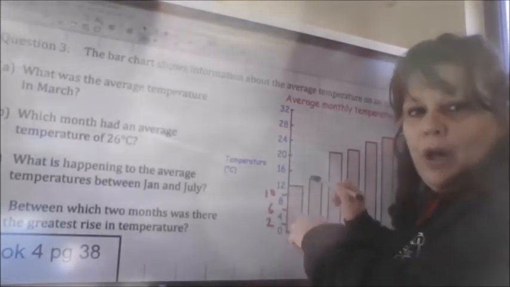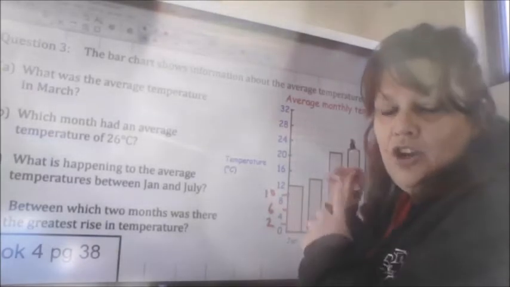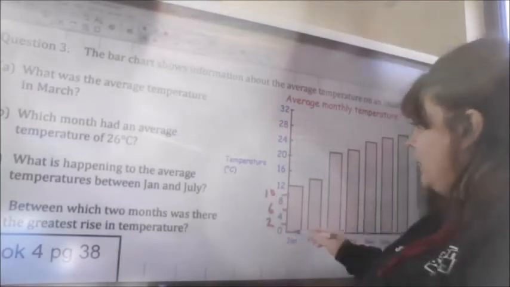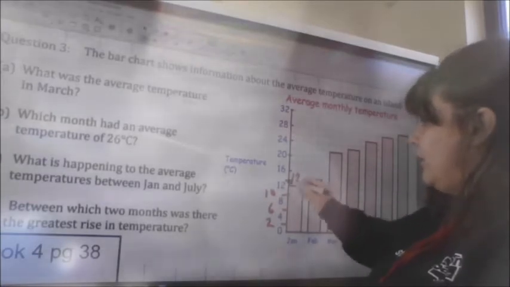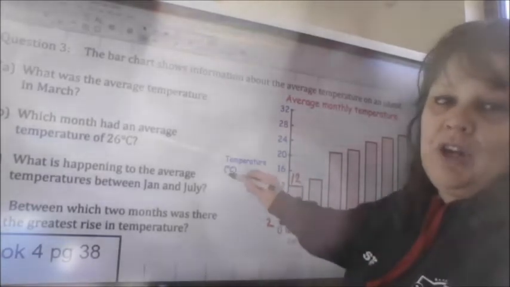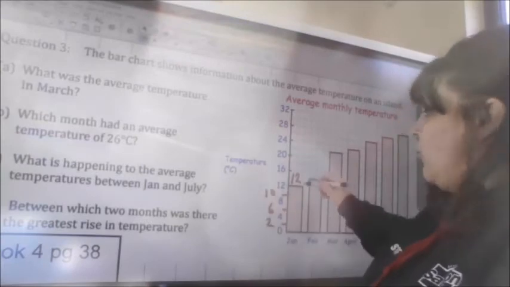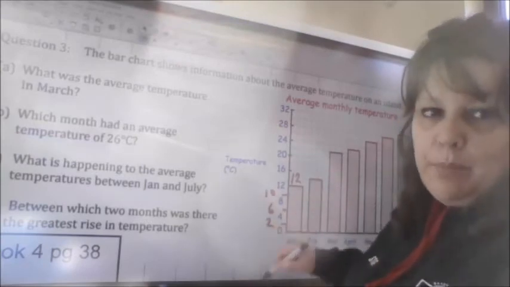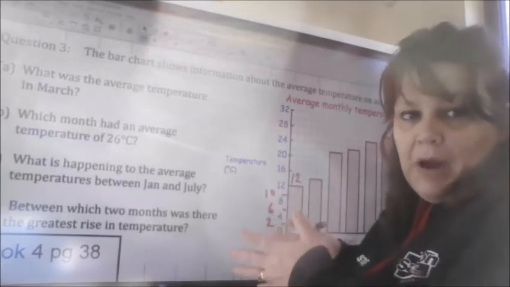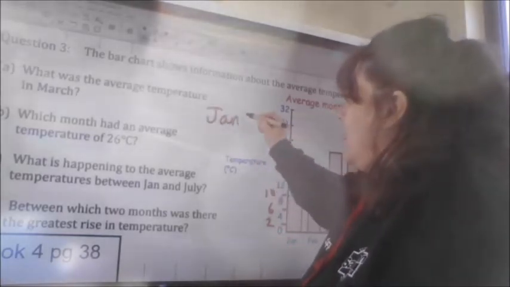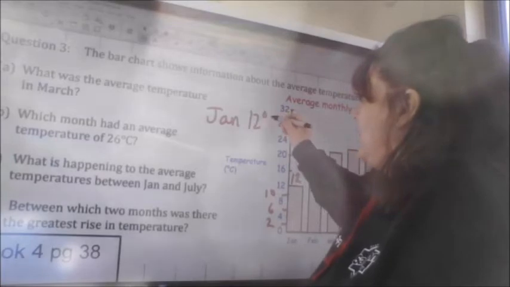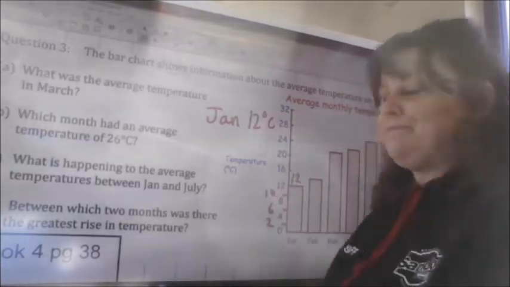We'll have a little go at the first 2 together, and then you can have a little go at the others. So January, nice and easy, it's going straight to the 12 line. So it's 12. In your book, you need to put degrees C. I can't squeeze it on there, okay, but you'll be able to write it in your book. You'd write January 12 degrees C. Okay, like that.